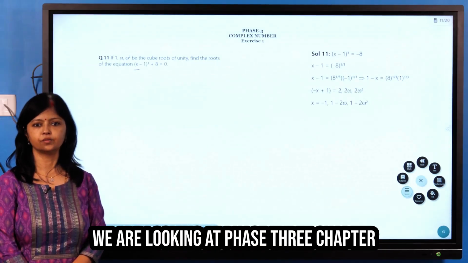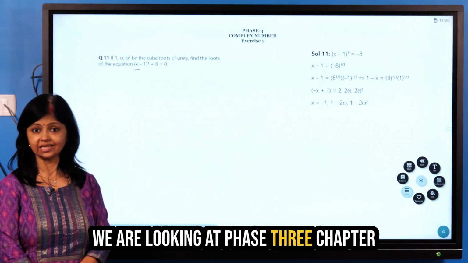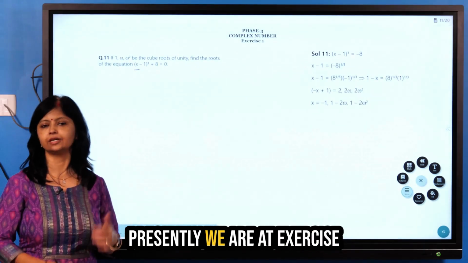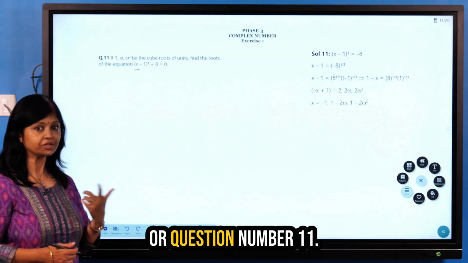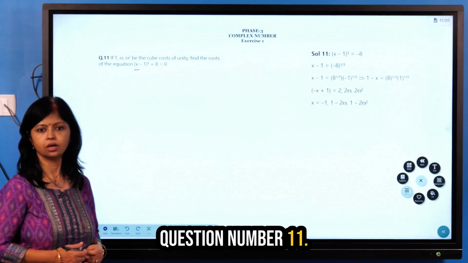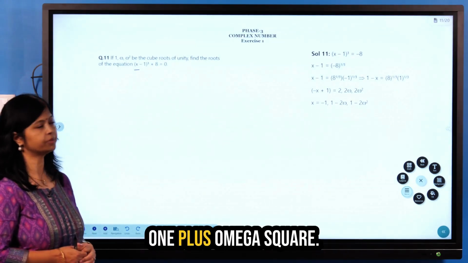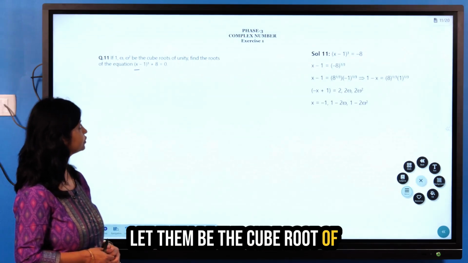Hello everyone. We are looking at phase 3, chapter complex number, exercise 1. Presently we are at exercise question number 11. Question number 11. Let's go through the question. 1, omega, omega square are the cube roots of unity.